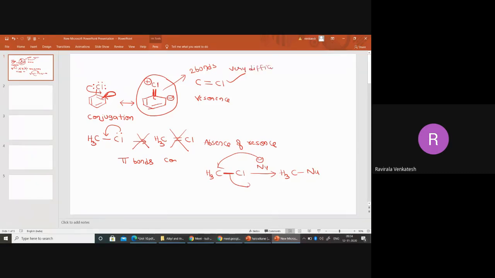First thing is that if they ask in examination, what answer you have to give? Two bonds. In halobenzene, because of resonance, the carbon halogen bond will get double bond character. So cleaving the double bond is difficult when you compare with alkyl halides. So this is the first reason.